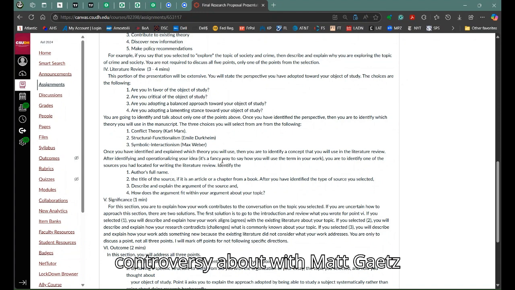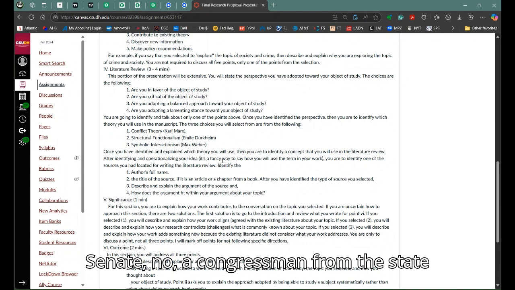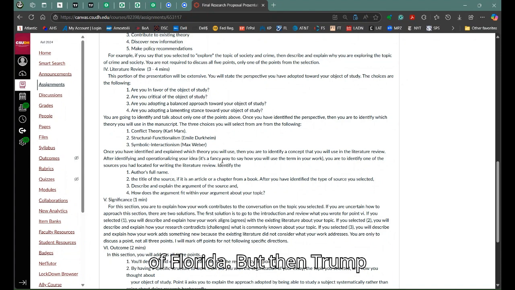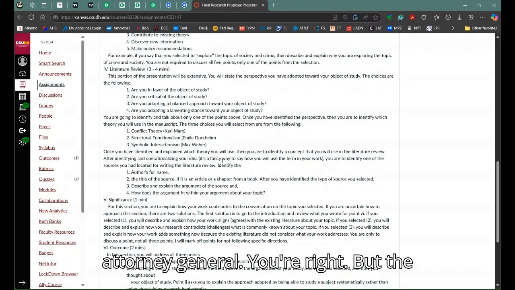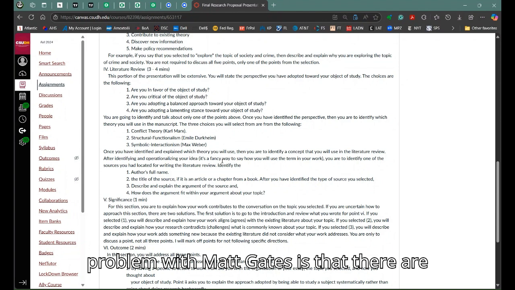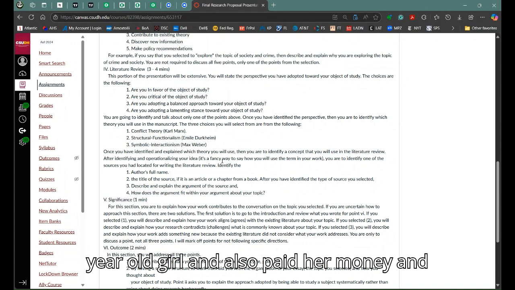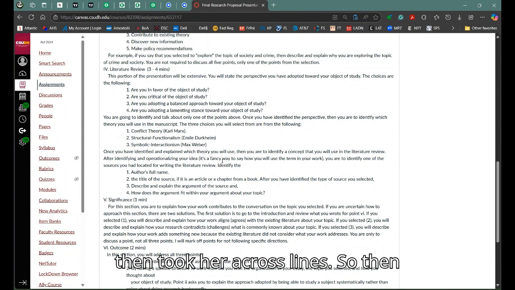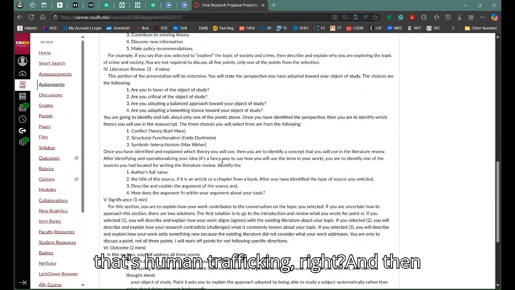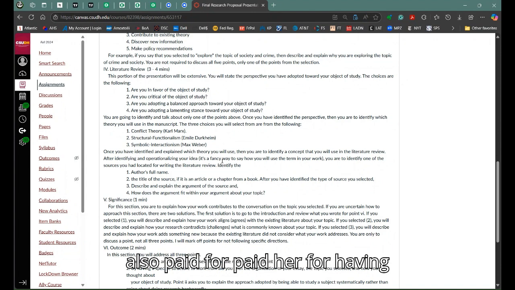There was a whole controversy with Matt Gates because he was a congressman from the state of Florida, but then Trump nominated him for attorney general. But the problem with Matt Gates is that there are allegations that he engaged in sexual predatory behavior against a 17-year-old girl and also paid her money and then took her across state lines. So that's human trafficking, right? And then also paid her for having sex with him.